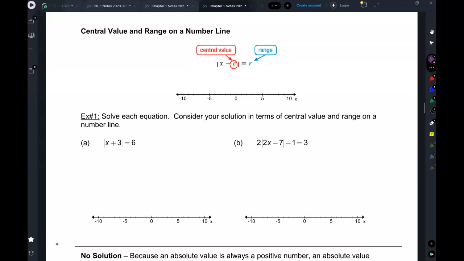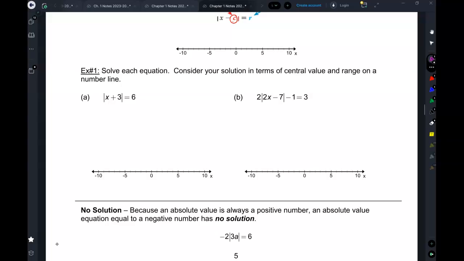So take a look at this one. X plus 3 is equal to negative 6. So we say x plus 3 is negative 6. X plus 3 is positive 6. So here x is equal to negative 9. X is equal to positive 3. Okay, so where is negative 9? Right there. Where is positive 3? 1, 2, 3. Right there.